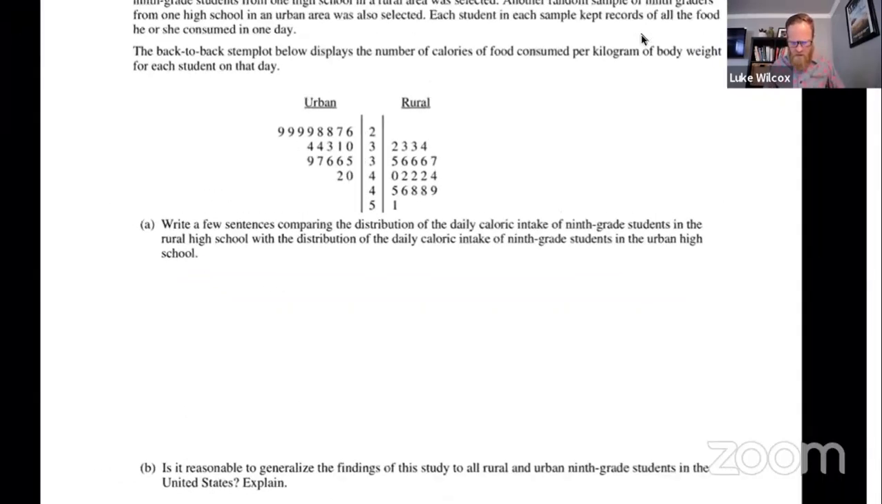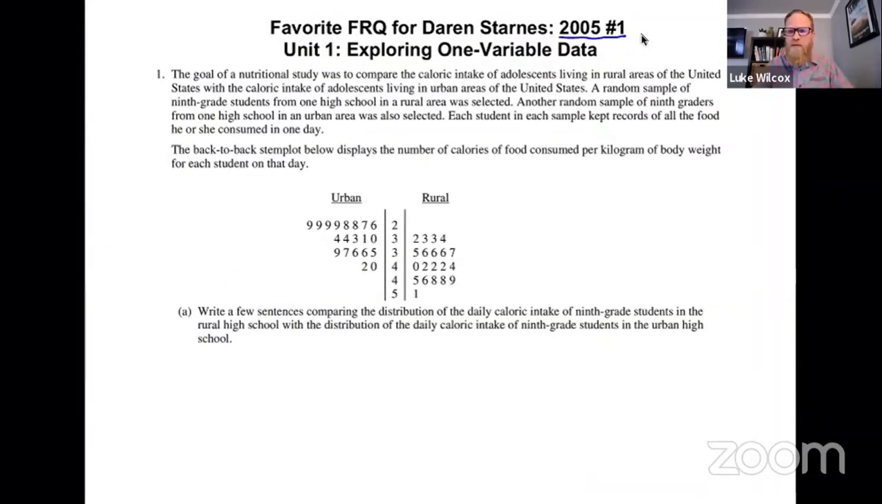So let's go ahead and jump right in and see what we can come up with first with the model solution, and then I'll take you through the rubric for grading it. So here's what it says. Number 1, the goal of a nutritional study was to compare the caloric intake of adolescents living in rural areas of the United States with the caloric intake of adolescents living in urban areas of the United States. A random sample, this is good, of 9th grade students from one high school in a rural area were selected. Another random sample of 9th graders from one high school in an urban area was also selected.